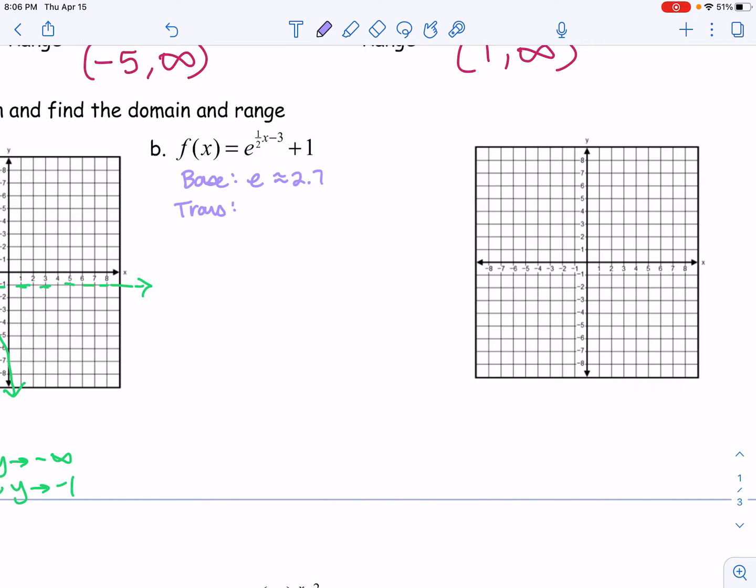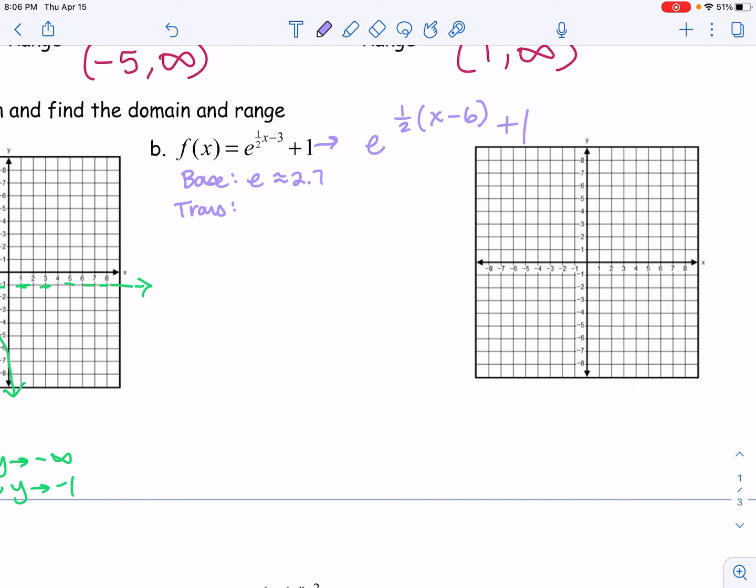Hopefully by now you have programmed in your brain that anytime you have a b value, if there's something in front of the x in the transformations, you have to factor it out. So if I rewrite this, my base does not change. My b value doesn't change either. I'm just going to factor it out. So I'm left with x minus, what is 3 divided by 1/2, or 3 times 2, 6. And then I still have the +1.